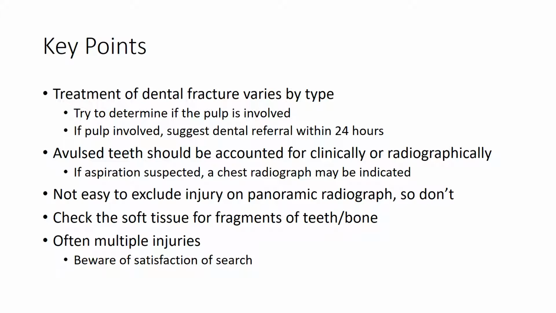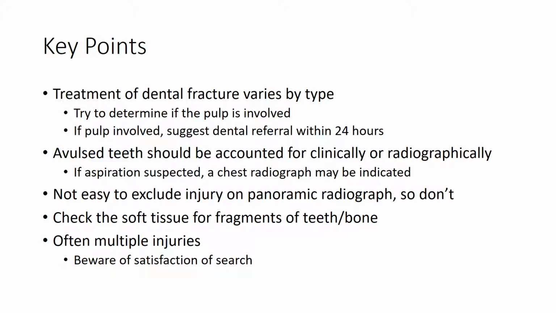So in summary, the treatment of dental fracture varies by type, and you want to try to determine if the pulp is involved. So if the pulp is involved, then it's at least a class 3 dental fracture, also called a complicated fracture, and the patient should be seen by a dentist within about 24 hours, because usually a root canal or possibly an extraction will be needed. So any fracture involving the pulp or any root fracture, even if it doesn't involve the pulp, should be termed complicated, and prompt dental referral should be made.